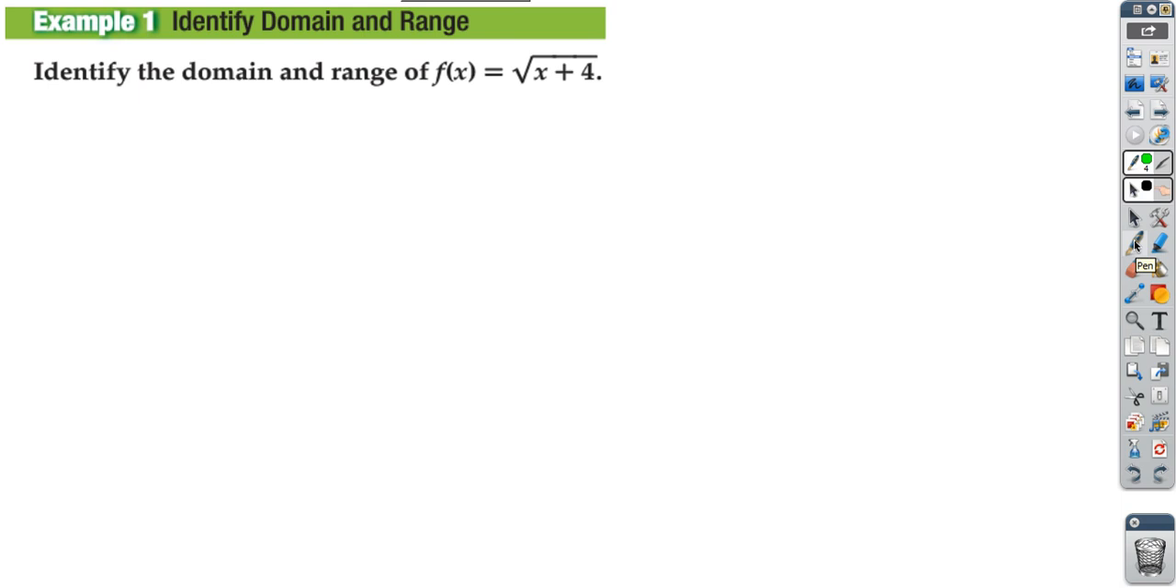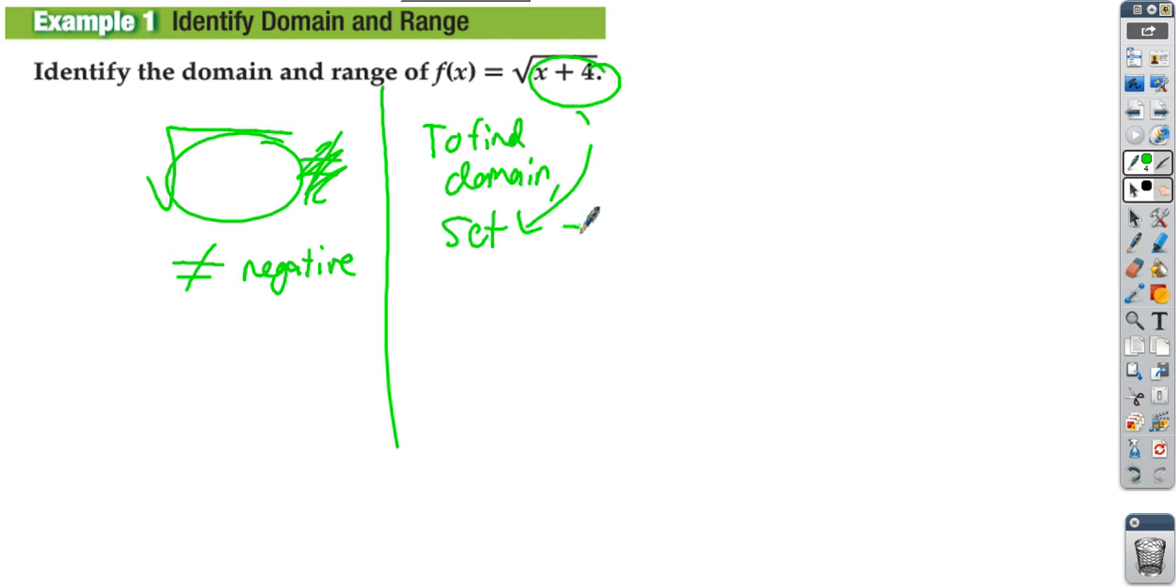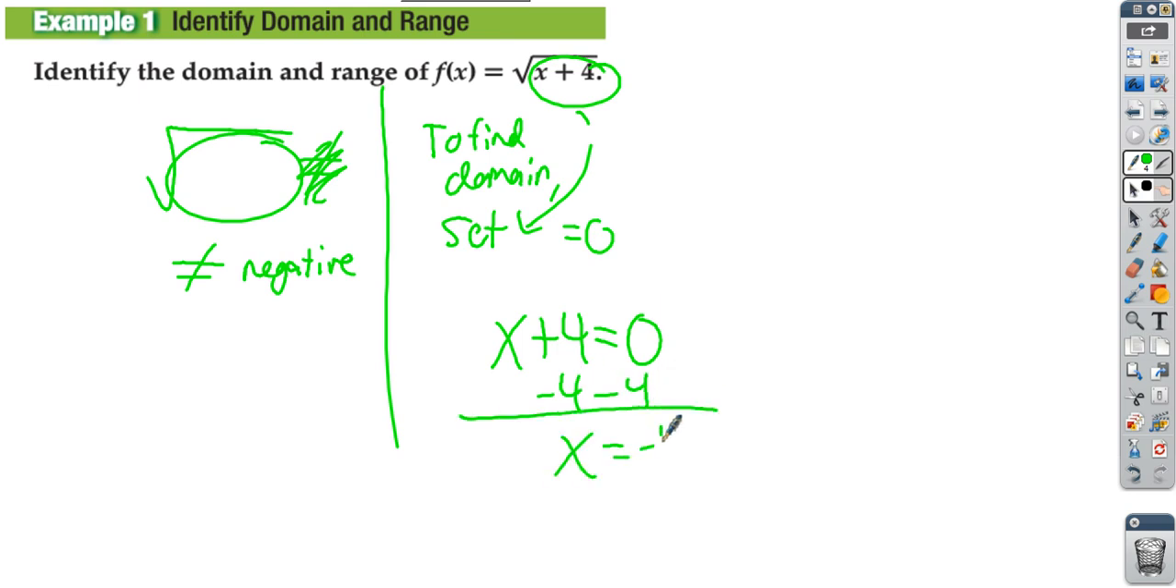Alright, it says identify the domain and the range. Really all we need to know is that this thing here cannot be negative. It can't equal a negative number. So what's the dividing line between negative and positive? 0 is the dividing line. So to find the domain, we set the thing under the square root equal to 0, and then we see what value would cause that thing to go negative. If we solve this for x, we get x equals negative 4.